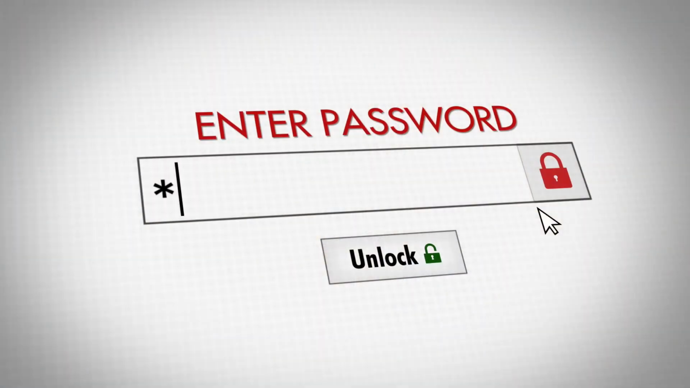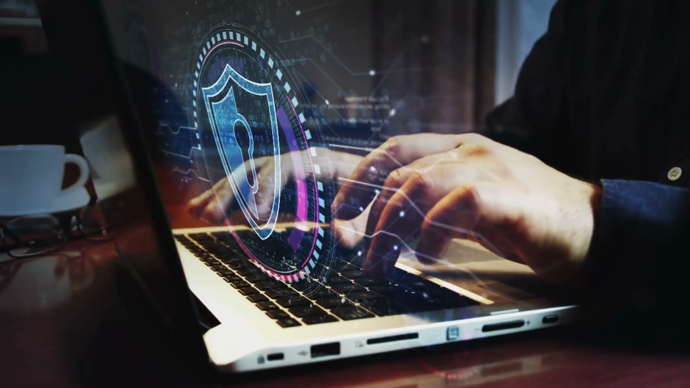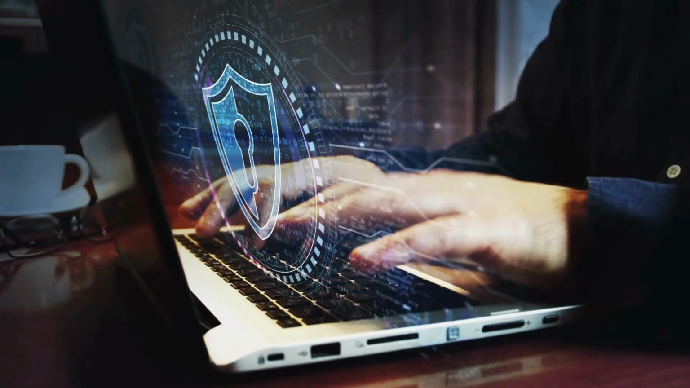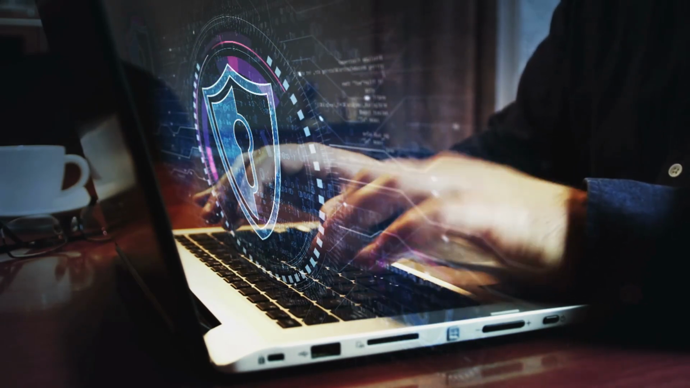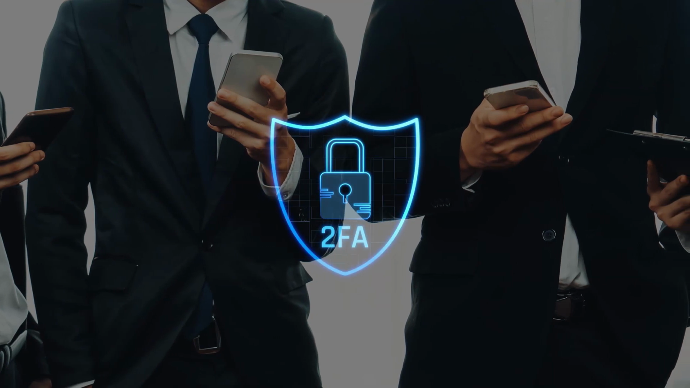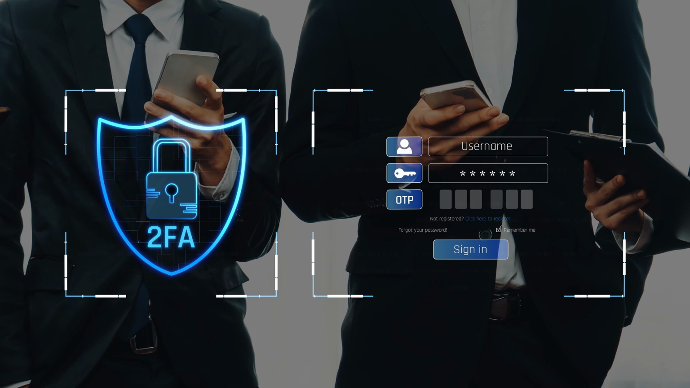In summary, in this video, we saw the importance of implementing multi-factor authentication as an effective way to protect your online accounts. By combining different types of factors, such as something you know, something you have, or something you are, you add an extra layer of security that makes unauthorized access extremely difficult, even if someone manages to obtain your password. Enabling two-factor authentication is quick, free, and can save you from many headaches, so don't put it off.